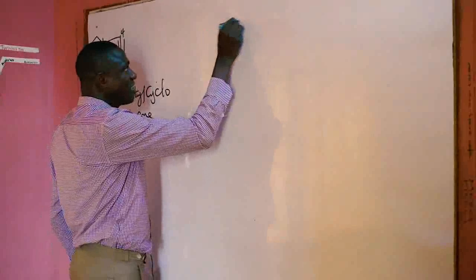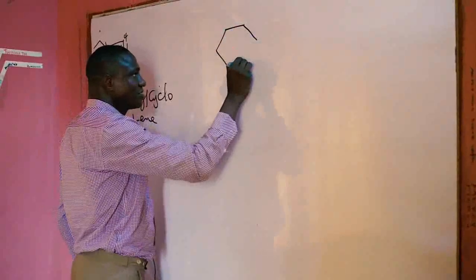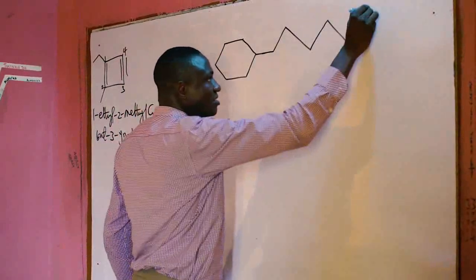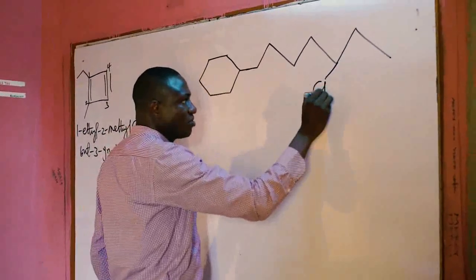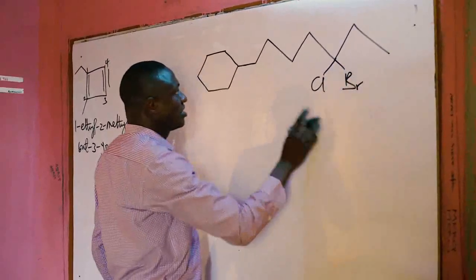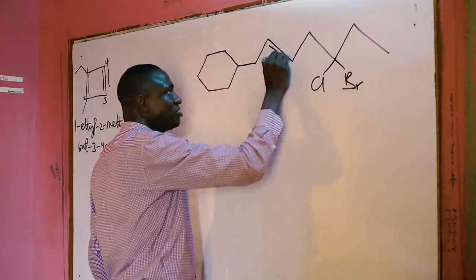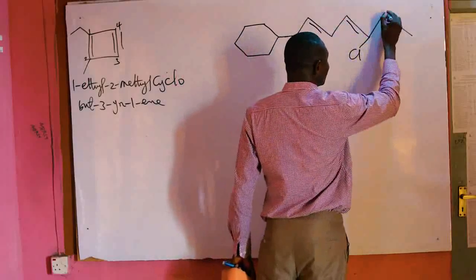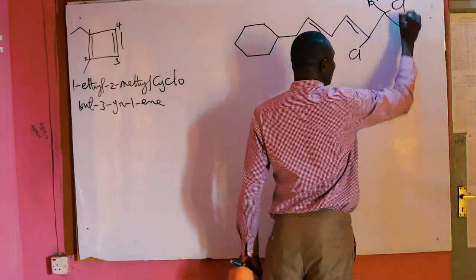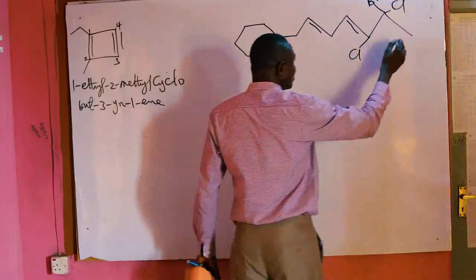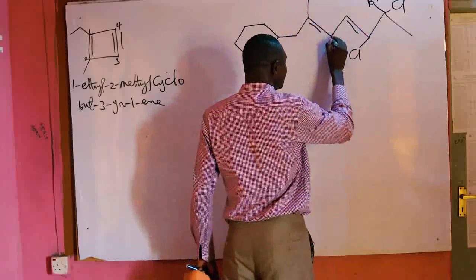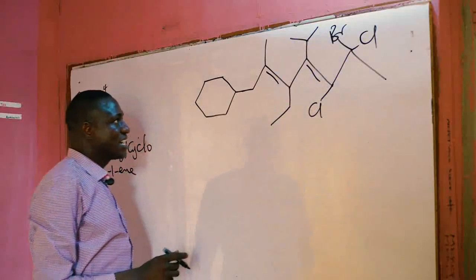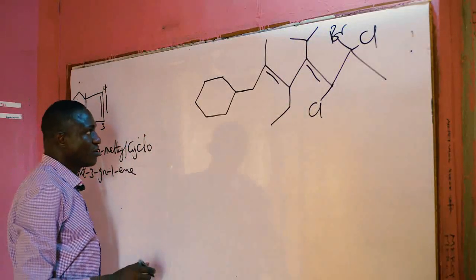Let's take, for instance, you have something of this nature. Then you have chloro here, bromo here, and assuming there is a double bond here, and another double bond here, so that means this has to go. Let's put a bromo here, a chloro here. Here, assuming there is a methyl group, there is an ethyl group here, and there is an isopropyl group there.